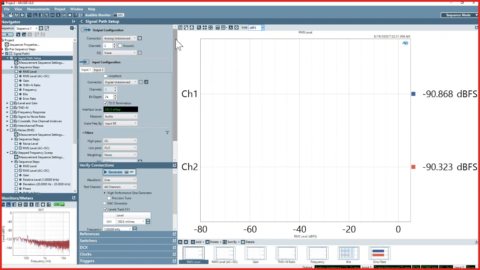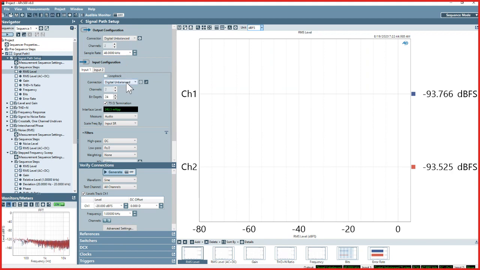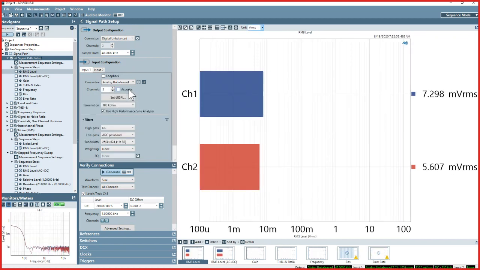Now, I'll turn around and take a look at our DAC. Our DAC is almost perfectly the reciprocal. So it has a speed of input, or a digital unbalanced input. So I'll select digital unbalanced as my output. And it has an analog unbalanced output. So I'll select that as the input on the analyzer.